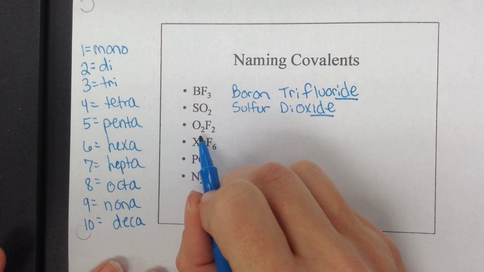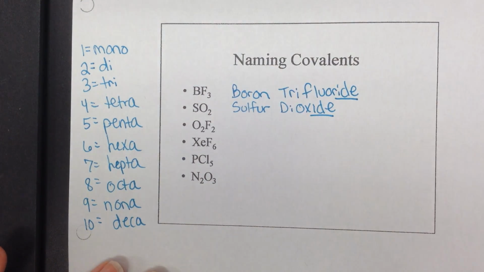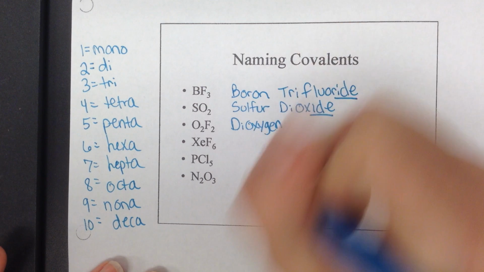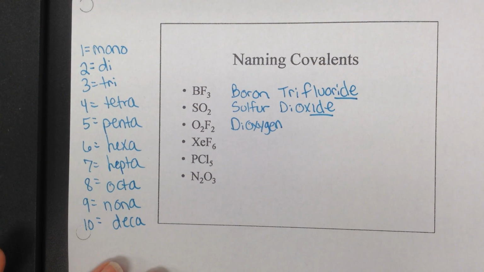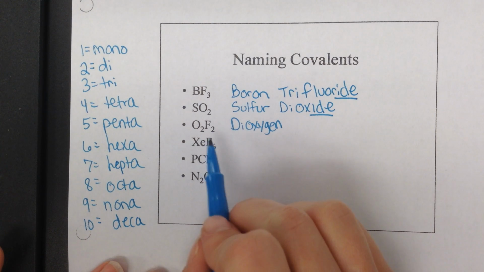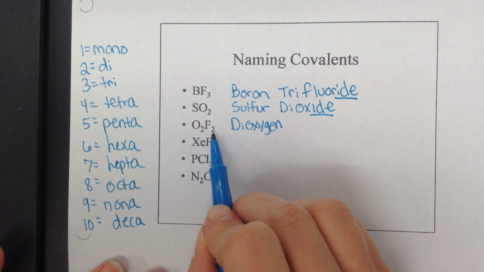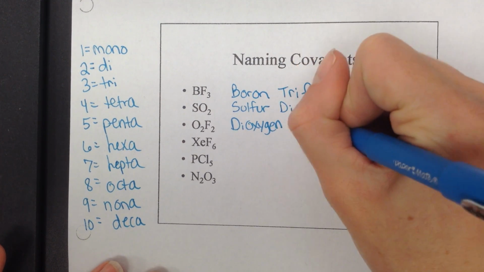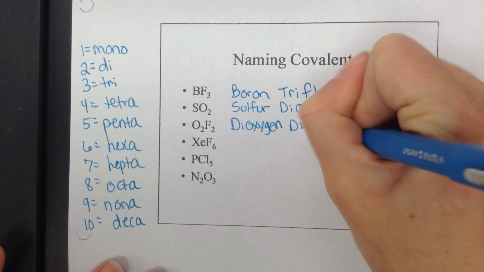Okay, third one, your first atom has 2, so we need our prefix. So 2 goes with di. So it's going to be dioxygen. Nowhere do we ever change the first atom's name to IDE. Okay, remember that's only the second atom listed with ionic and covalent. So dioxygen, and then if you look at your next one, it has 2, and that's fluorine. So difluoride.